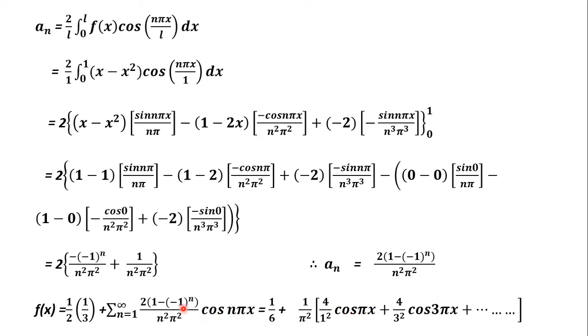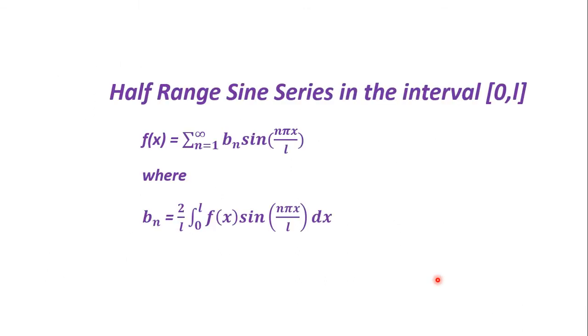When n is equal to 2, we get (-1) raised to 2 is 1, that is 1 minus 1 is 0. When n is equal to 3, we get (-1) cube as minus 1, so it's 1 plus 1 is 2 into 2 is 4. We get 4 upon 3 square into cos 3 pi x. That is the required answer.